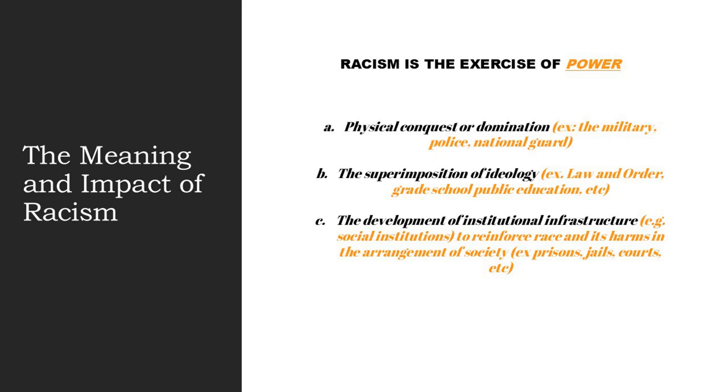What is physical conquest or domination? The military, police, National Guard, leaving those things in place. Why? Because the military, the police, the National Guard are required, are necessary elements to do what? To hold the nation state together. Because if you do something that's out of line, guess what's going to happen? The police are going to be there to reinforce it. If you go too far out of line, what's going to happen? The military is going to show up to reinforce it.